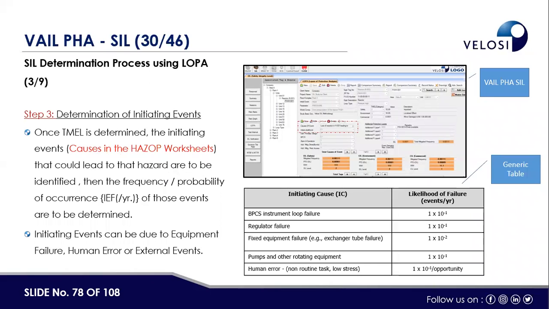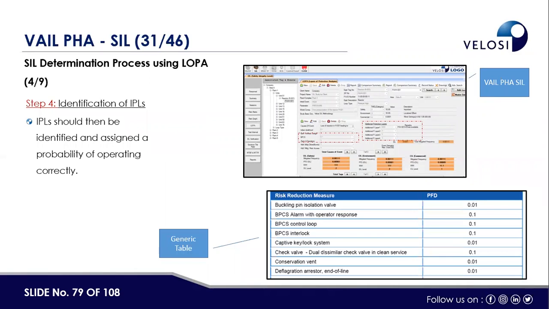First was identification. Second, based on the consequence severities, we have set the TMEL values. Number 3 was initiating events. If there is more than one initiating event, then we have to analyze all by adding each initiating event with each other. I will explain in the formula how we can add if there is more than one initiating event. Step 4 is identification of the independent protection layers. An IPL should then be identified and assigned a probability of operating correctly.